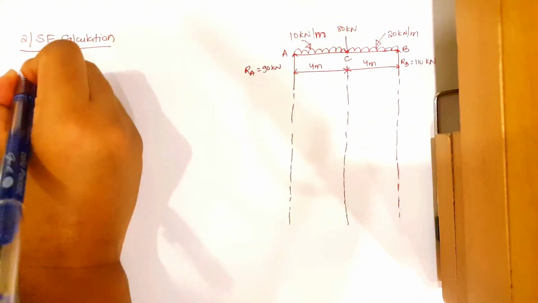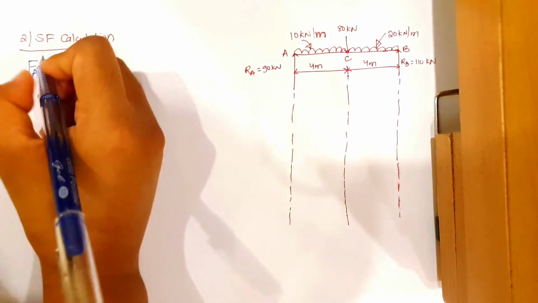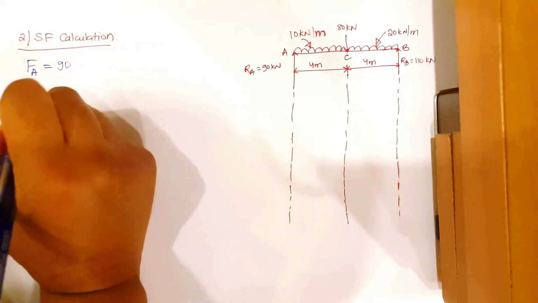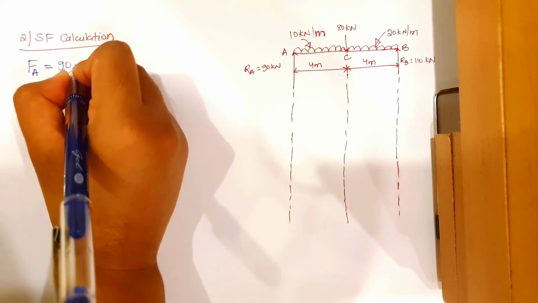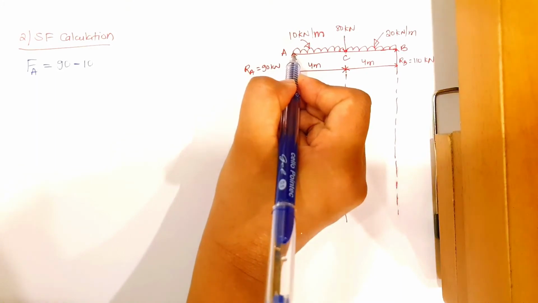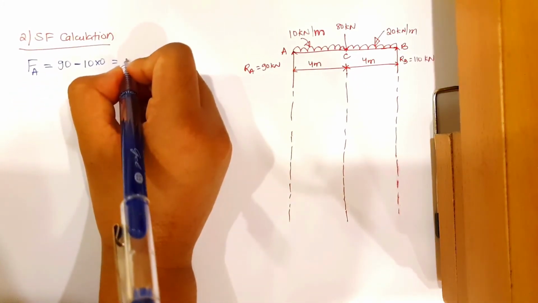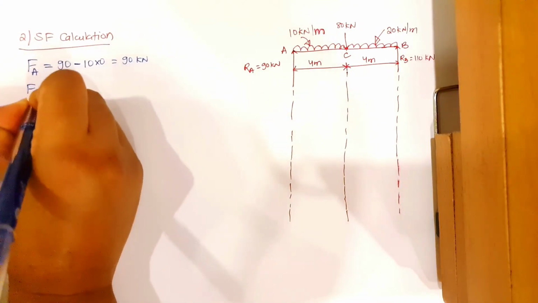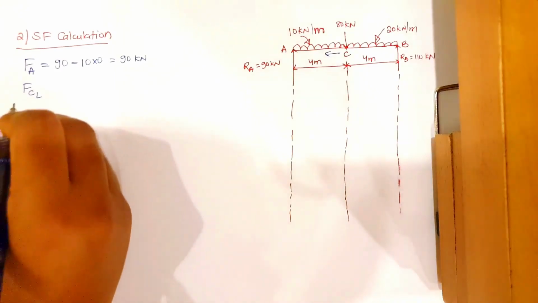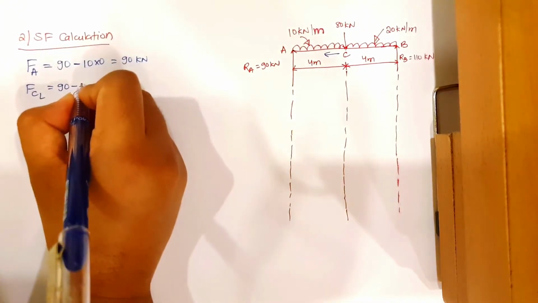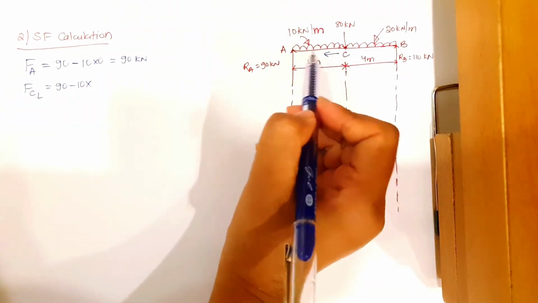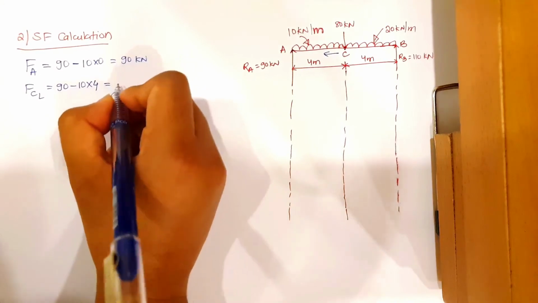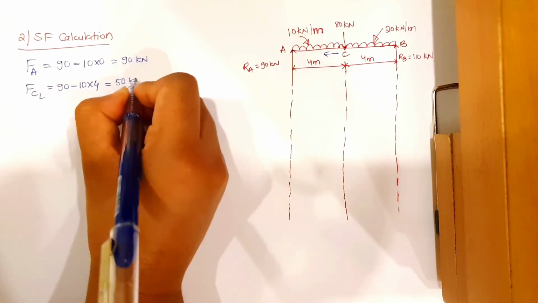Okay, so let us start at point A. Force at A will be equal to, we have 90 kilonewton reaction RA, which is going from bottom to top, so it is positive 90, right? From above the UDL is 10, and its distance, at A it has just started, so the distance is 0. So the total shear force at A is 90 kilonewton only. Similarly, force at C, left hand side, will be equal to 90 minus UDL from above 10 into 4, since the UDL has travelled 4 meter up to C, so 90 minus 40 is equal to 50 kilonewton.